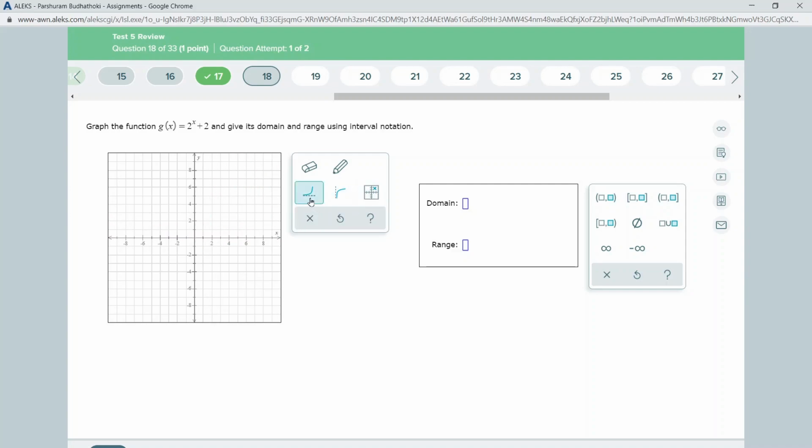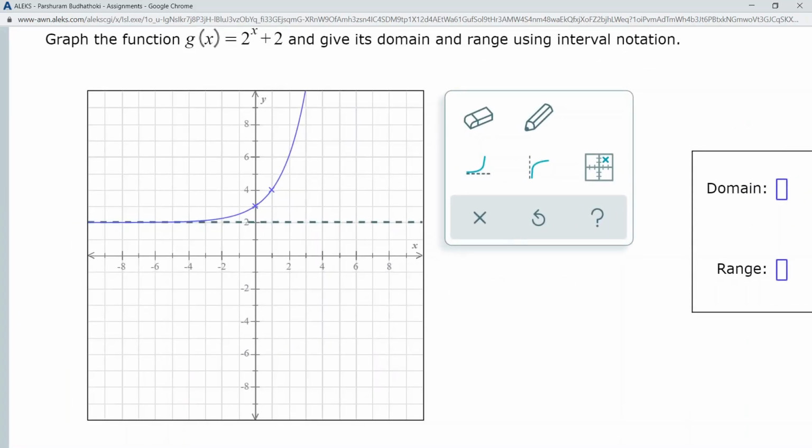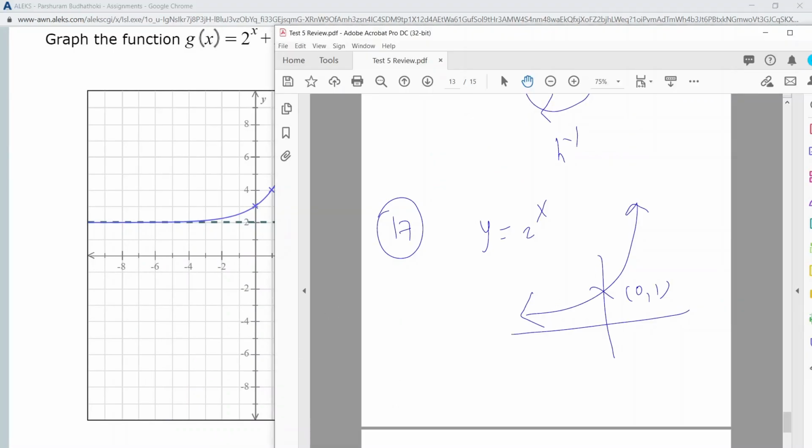So let me start. That horizontal line will go up 2 units, and then the graph will pass through 0, 3. If you want to find another point, just plug in x equal to 1, and that is 2 to the power 1, which is 2, and 2 plus 2 is 4. So these are the 2 points. Look here. Initially, this is the graph of 2 to the power x. This is 1 point, and I can choose another point, 1, 2. These are the 2 points.